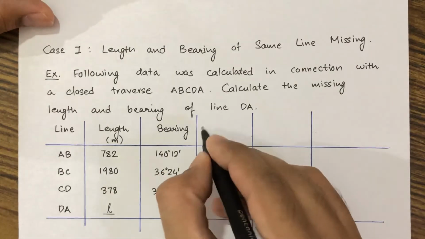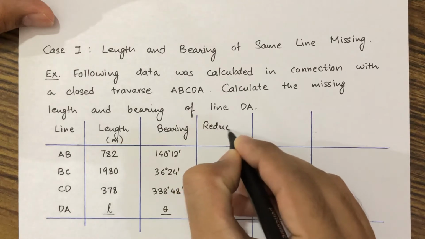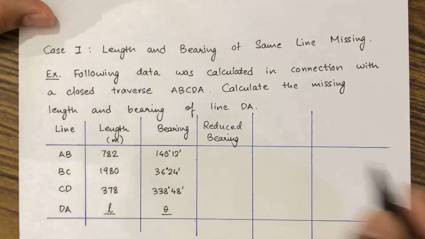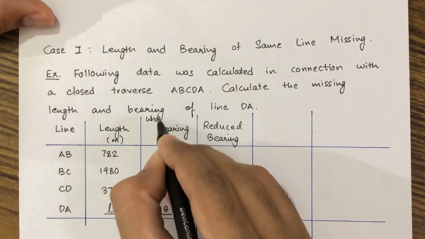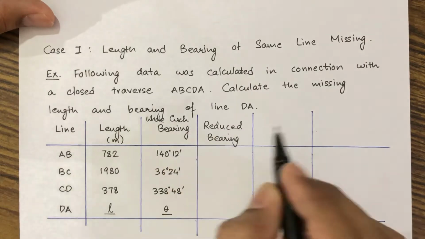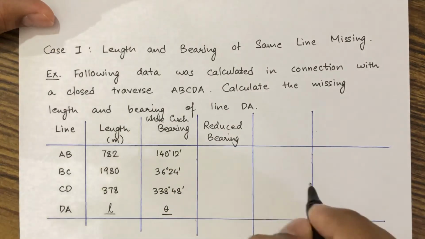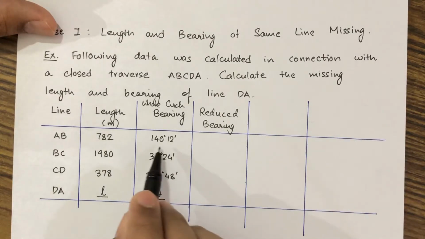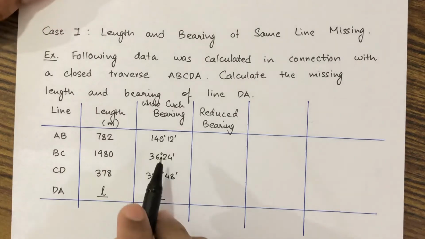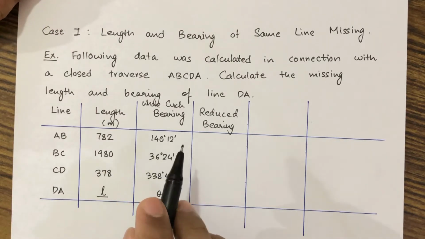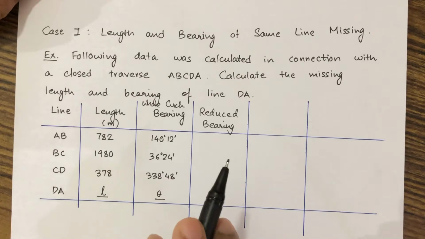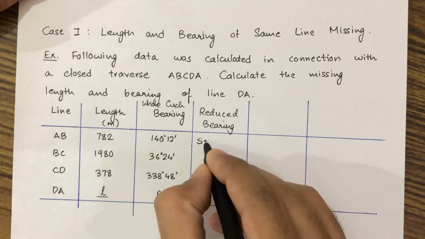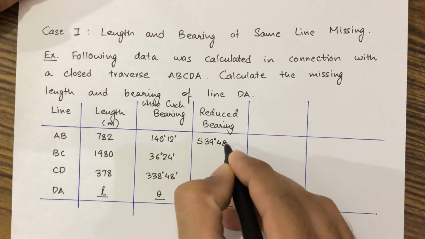Now, first you need to calculate the reduced bearing. We know how to convert whole circle bearing to reduced bearing. Now here, this is 140 degree 12 minutes. So 140 degree 12 minutes will be in the second quadrant, that is southeast. So the reduced bearing for this will come out to south 39 degree 48 minute east.